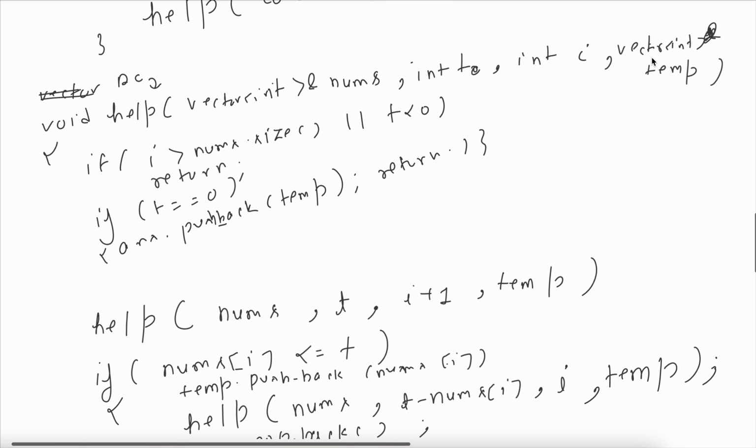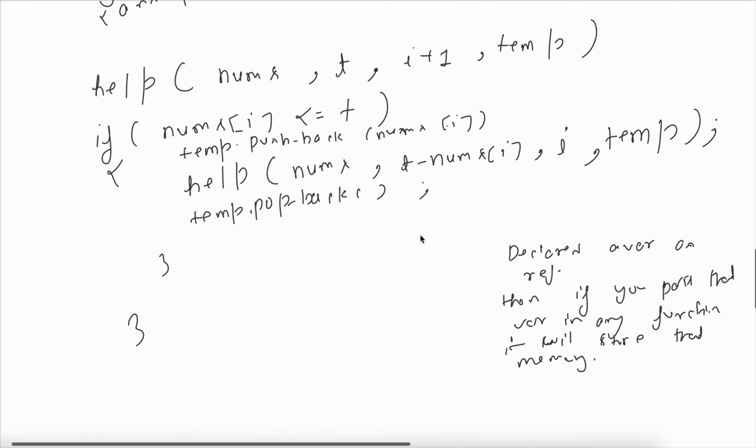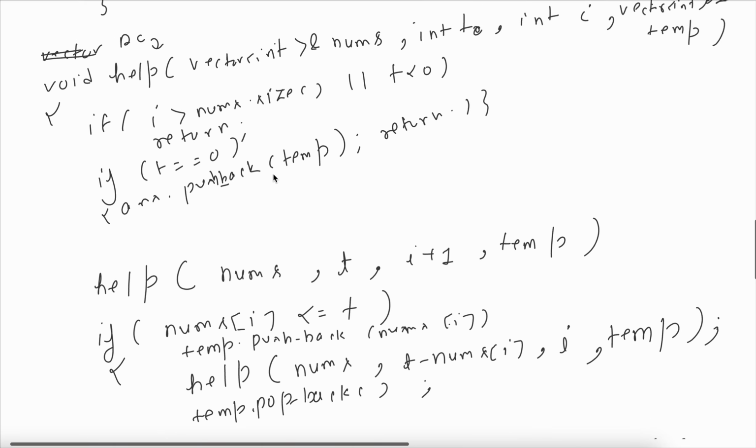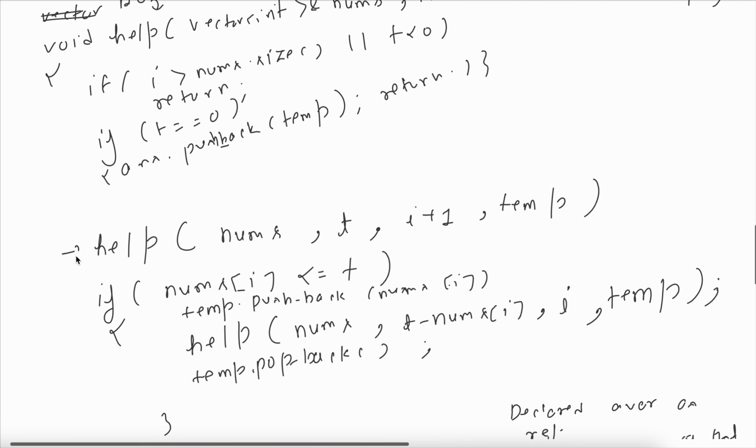Then what happens is, in every next call of recursion you will make a new memory for temp, and you will copy all the information from that. So this is extra work, and we don't need to do it. We can pop the last number we have inserted.